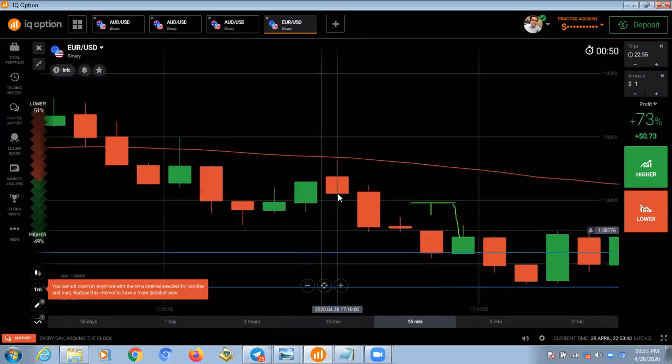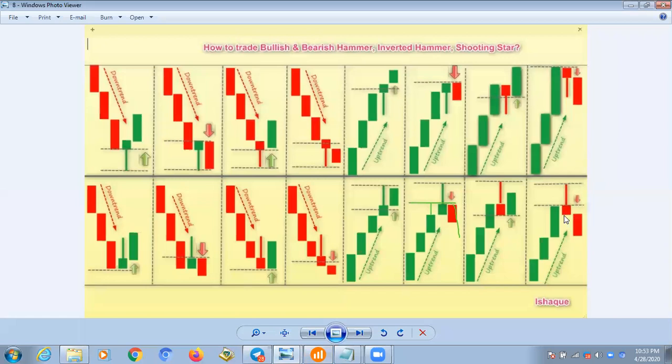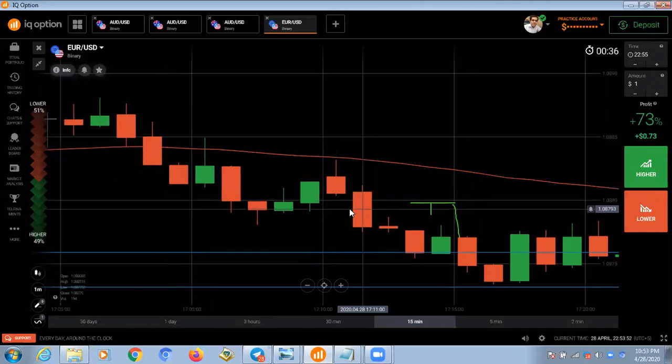Look at it. This is a shooting star. There is no support and resistance level here. The next candlestick going down. How I teach you here? No support and resistance, the next candlestick will go down.